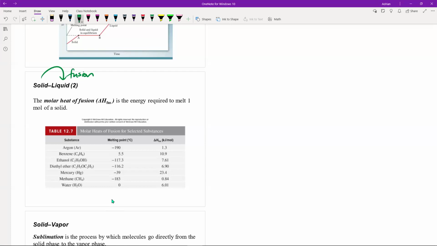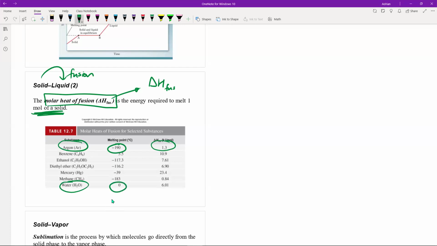Just like with the molar heat of vaporization when we go from a liquid to a gas, there's a molar heat of fusion, delta H with the subscript FUS, meaning fusion. That's the energy needed to melt 1 mole of a solid to a liquid at its melting point. Again, we can see correlations: weak dispersion forces give relatively low melting points and a low delta H of fusion, while substances with stronger intermolecular forces have higher melting points and higher delta H's of fusion as well.